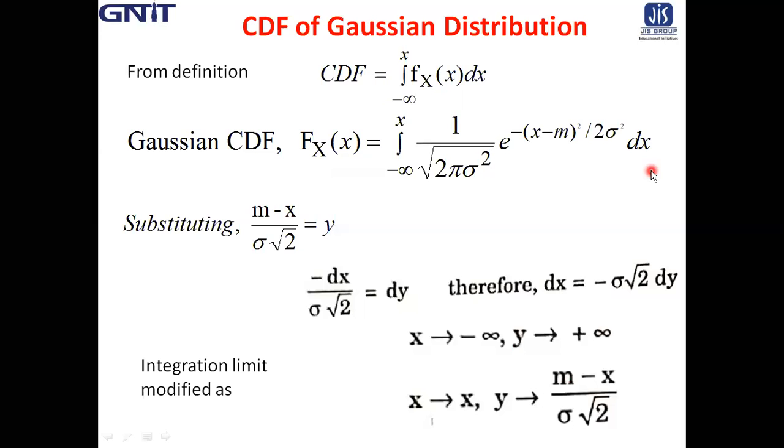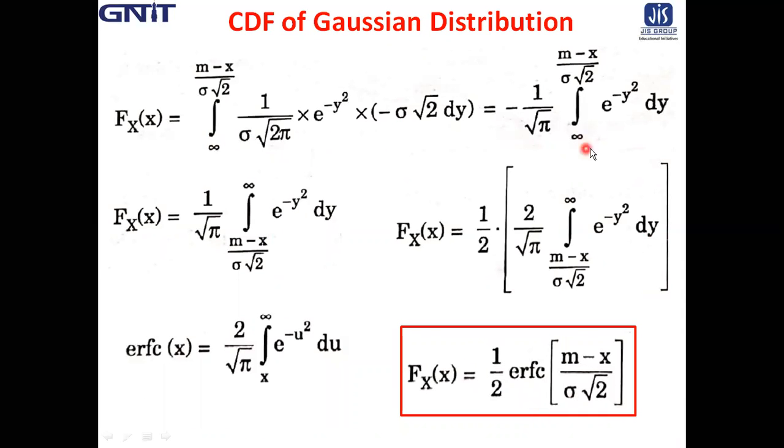Now how to solve this problem? Easy way, just consider (x minus m) by sigma root 2 as y. Now find out dx by dy and change the limit. So after changing this limit, it becomes this integration. Ultimately, it forms an ERFC function, which means complementary error function. So the CDF of Gaussian distribution is now half ERFC of (m minus x) by sigma into square root 2. This is the required expression for the CDF.